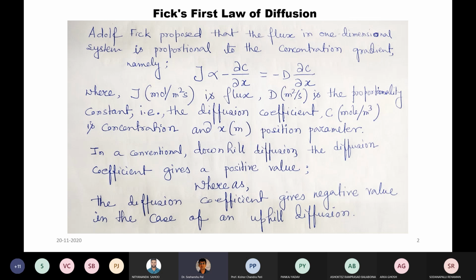So this first law can only be used directly if there is no change in the concentration profile with time. In the first law, you do not have any time component, so you cannot explain the time-dependent or non-steady state diffusion profile. That is also a limitation of Fick's first law.